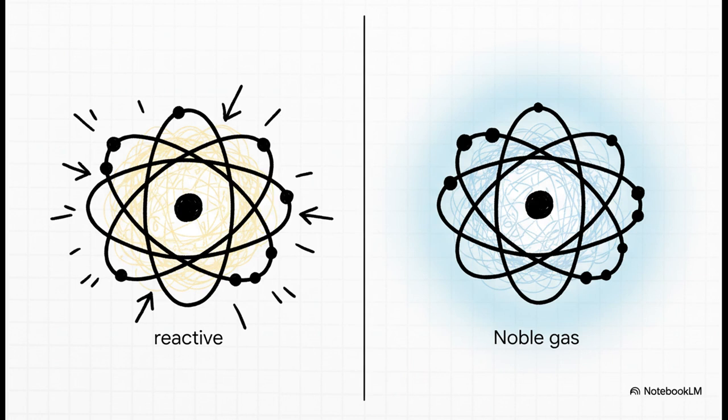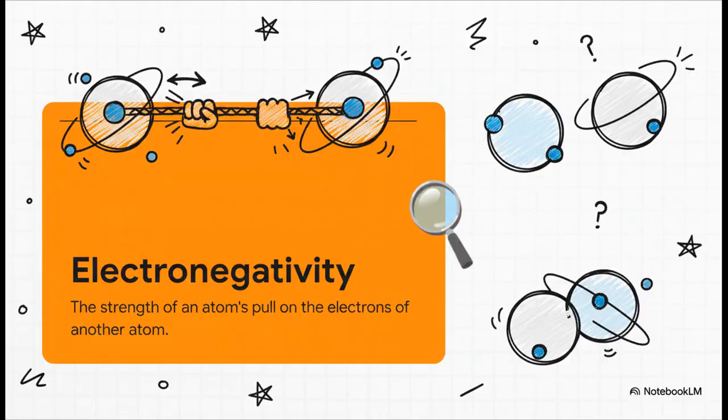If you look at the far right of the periodic table, you'll see the noble gases. These guys are the cool kids. They're already stable, their outer shells are full, so they don't really need to react with anyone. Every other element on the table is basically trying to be like them. They're trying to gain, lose, or share electrons to get that perfect, full outer shell. So how do they do it? How do they get that full shell?